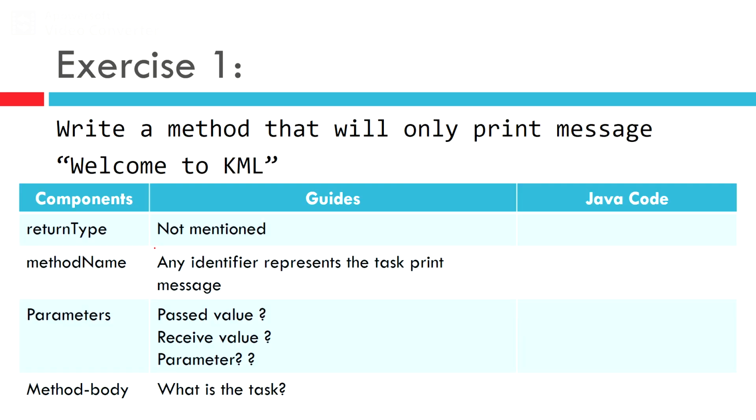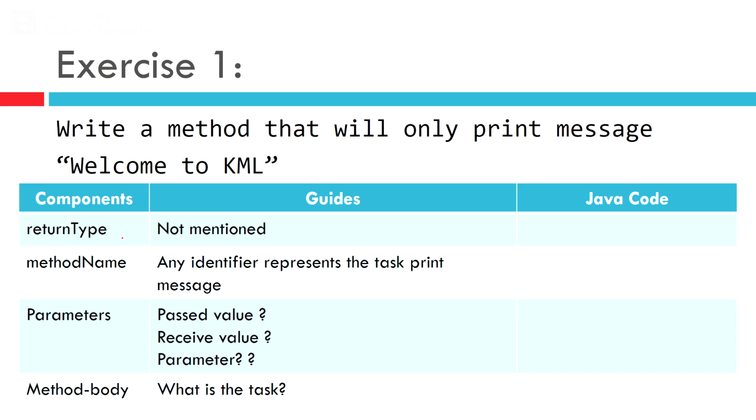Okay, so this is the exercise I want you to complete on your own. Write a method that will only print message welcome to KM. So first thing you need to do is identify all the 4 components of method definition. We have return type, method name, parameters, and method body.